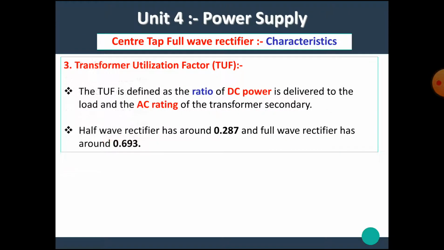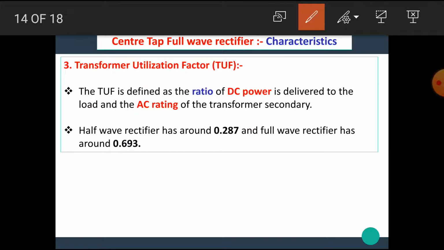Okay. Now, the next factor is transformer utilization factor or TUF. The TUF is defined as the ratio of DC power delivered to the load and the AC rating of the transformer secondary. The half wave rectifier has around 0.287 and full wave rectifier has the TUF around 0.693.